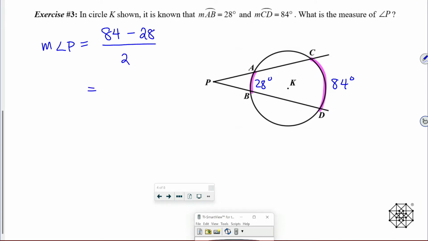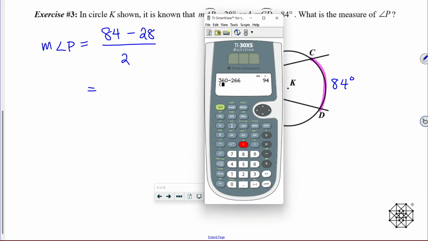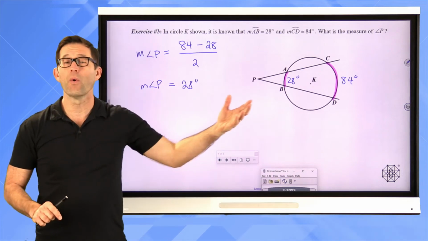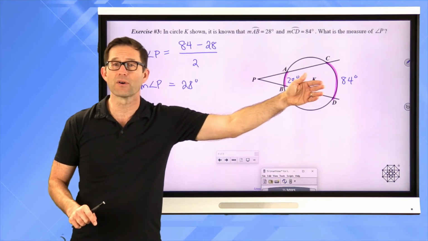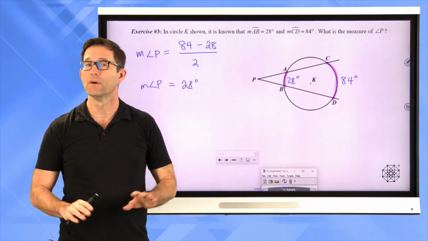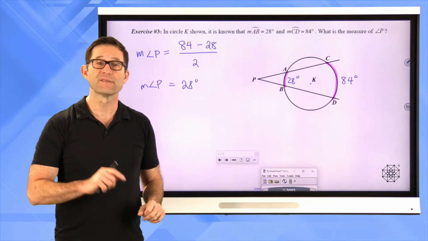And again, this is very, very easy. You can even do it all at once if you so choose. 84 minus 28 divided by 2. Simple enough. At least it seems like it should be. And the measure of angle P is equal to 28 degrees. A direct application of that theorem. We've got our two arcs that are intercepted. We simply take the larger arc minus the smaller arc. We get a result, and we divide that result by 2. Very, very simple. Let's keep going.